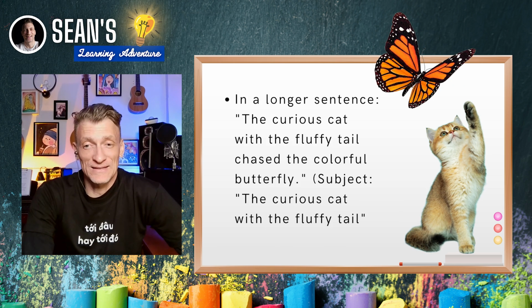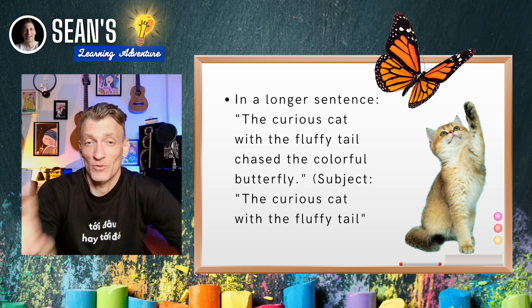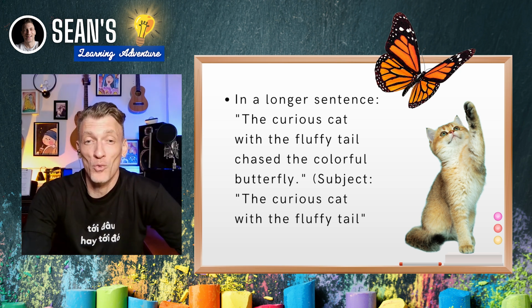Now, in longer sentences, like this one, the curious cat with the fluffy tail chased the colorful butterfly. The subject is the curious cat with the fluffy tail. Don't forget that fluffy tail because it is way too cute.